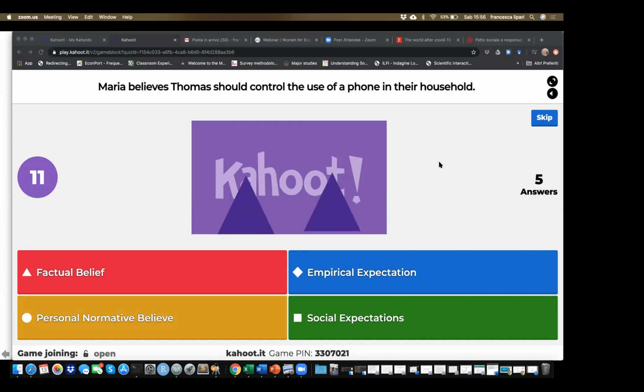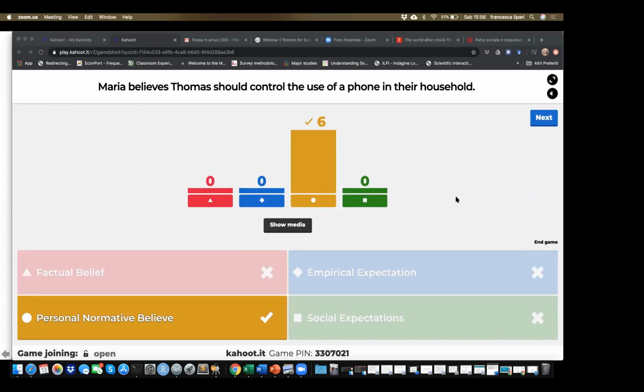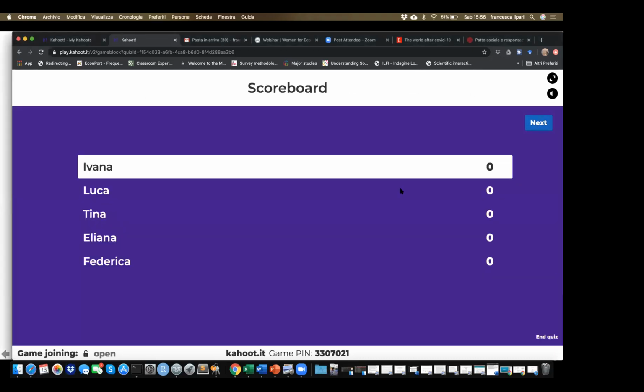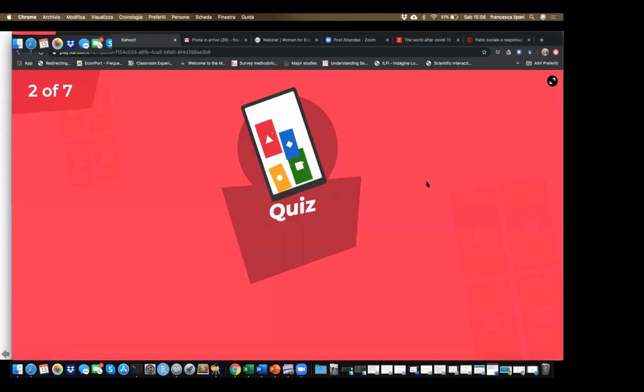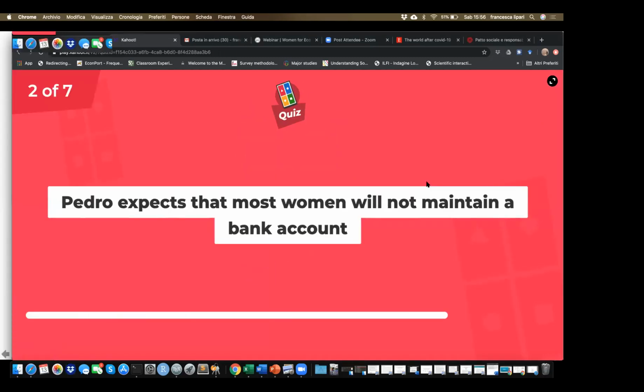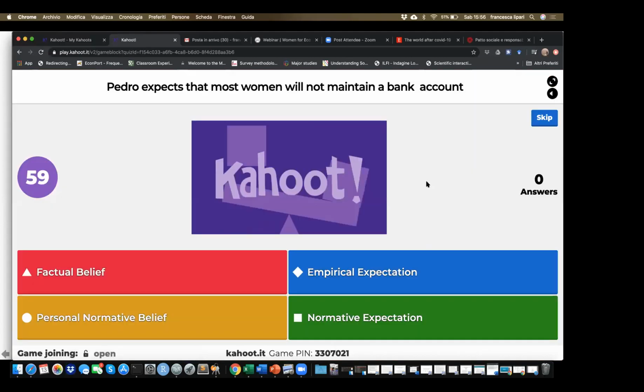Okay. Factual belief red, personal normative belief yellow, empirical expectation blue, social expectation green. Good, that was the right one. Okay, so now the system. Let's go next. Here you also have the score of who was faster in replying. So good job, Ivana. The second: Pedro expects that most women will not maintain a bank account.